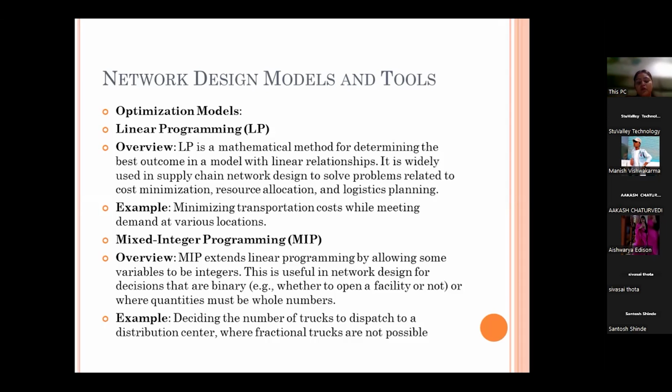So this programming, or this method, we can use to know the number of trucks to dispatch to a distribution center, because fractional trucks are not possible. Maybe the truck will not be fully loaded, but we must have a whole number. The number of trucks should be a whole number. So this is how we are using mixed integer programming, where we can decide the number of trucks.